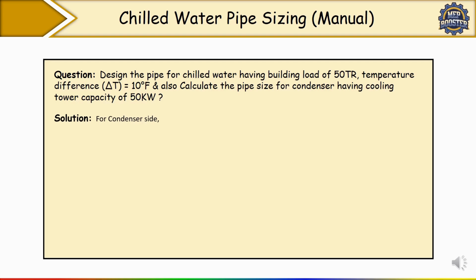So if you want to calculate the flow for the condenser side, we have a formula: Q is equal to TR into 30 by delta T. Already I have discussed from where we have got this formula. For that we have a complete derivation that I have discussed in detail. Now when you substitute the value, the cooling tower capacity is given here as 50 kilowatt.